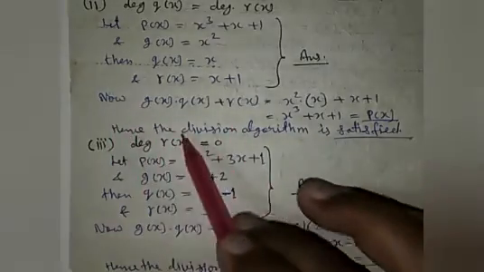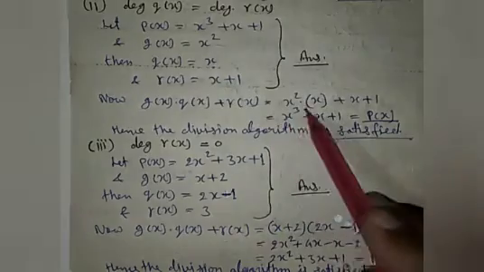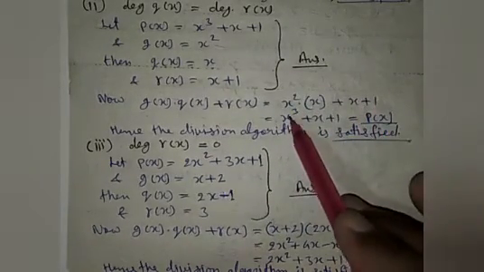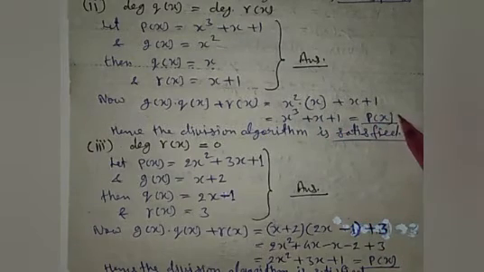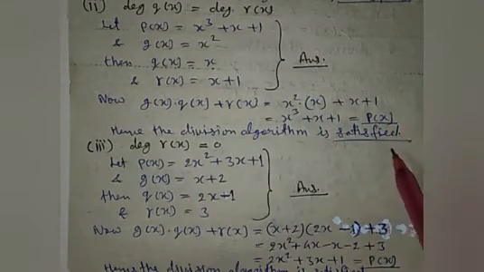So here you have to check the division algorithm. gx into qx plus rx is equal to x square into x plus the remainder x plus 1. So here you will get x cube plus x plus 1 which is equal to the dividend polynomial. Hence the division algorithm is satisfied.